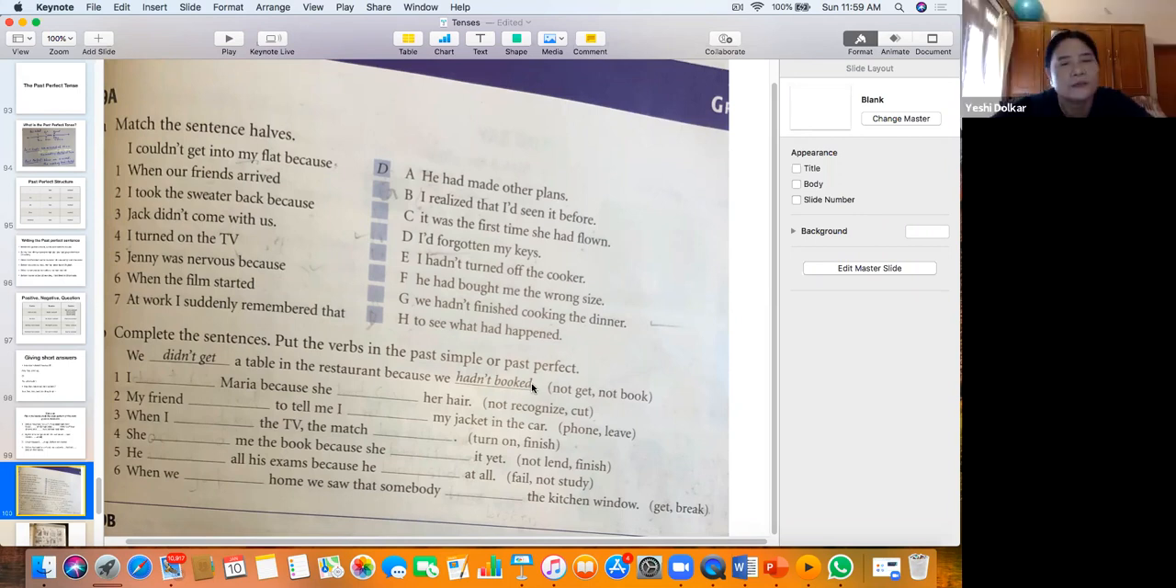So the first one is given over here. You have the verbs over here. You're going to write the negative of get and the negative of book. These are both verbs. So we didn't get a table in the restaurant because we hadn't booked.